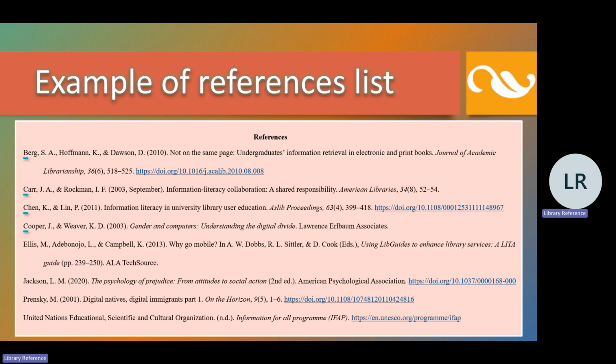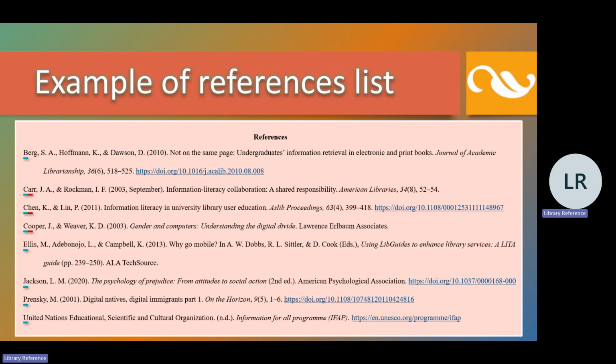These all start with the same letter. That's why we alphabetize them based on the second letter. So that's why Carr is first, Chen is second, and Cooper third. And then we have E for Ellis, J for Jackson, P for Prensky, and U for the United Nations Educational, Scientific, and Cultural Organization. So I'm repeating, the references are listed in alphabetical order by the name of the author.